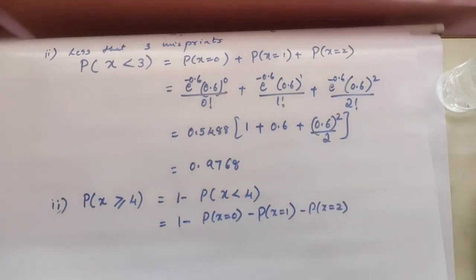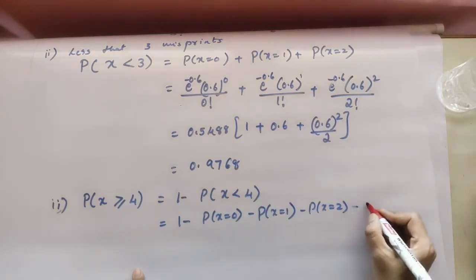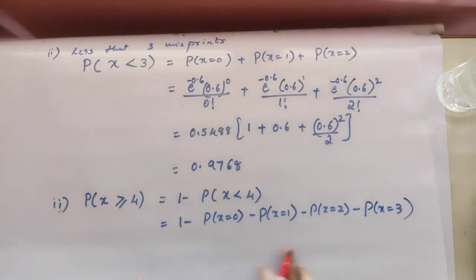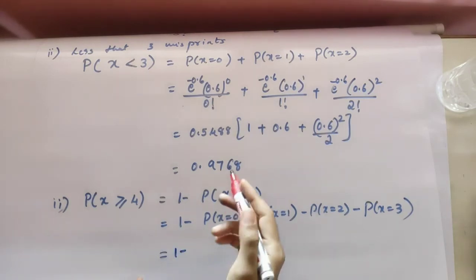P of x greater than or equal to 4 means 1 minus P of x less than 4, or 1 minus P of x equal to 0, minus P of x equal to 1, P of x equal to 2, and minus P of x equal to 3. Okay, so if you continue, you will get 1 minus, what is P of x equal to 0? You have just worked for that.